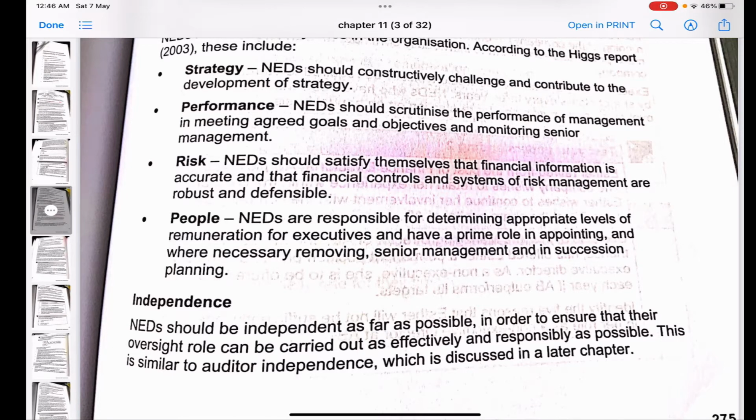So what are the four roles? First thing is strategy, second is performance, then we have risk, and then we have people.